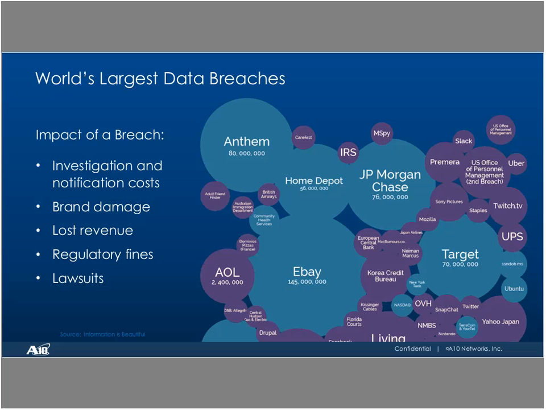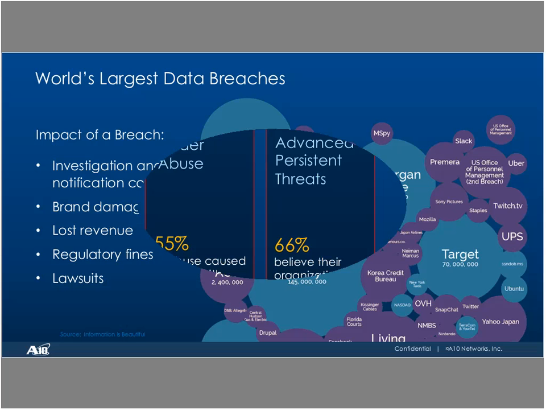The Privacy Rights Clearinghouse, which has been tracking data breaches since 2005, has actually recorded over 4,000 breaches and over 880 million breached records. And these breaches can result in investigation and notification costs and credit monitoring services for victims. It can result in brand damage and lost revenue and regulatory fines and lawsuits, and in some cases can even cause organizations to go out of business.